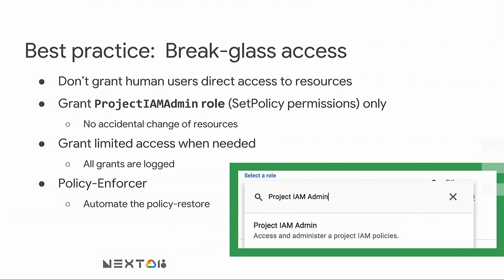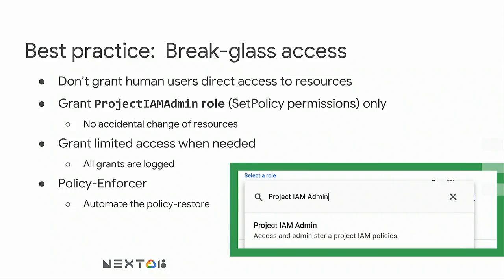So one of the styles to implement this break glass is to assign human users nothing but the project IAM admin role. What this particular role only allows is set permissions, set policies, that's it. So if you give your on-call this particular role, they wouldn't be able to just go ahead and stop your VM in production system because they don't have the permission.